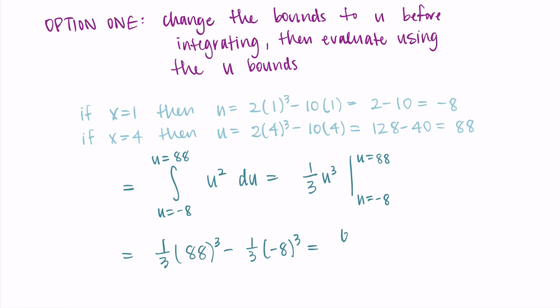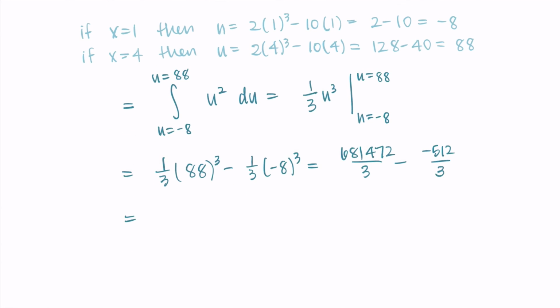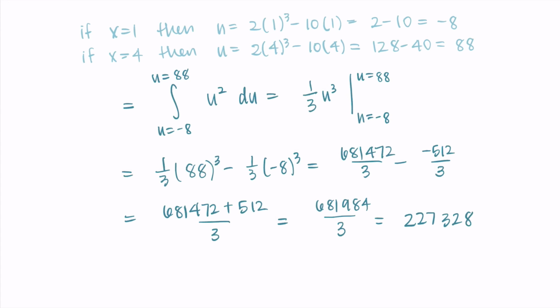I'm getting 681,472 over 3 minus a -512 over 3. And putting those together, I'm getting a minus minus, which is a plus. And so I have 681,984 over 3, which simplifies to 227,328. So I know that's a really big number, but just remember that's finding us an area under the curve between 2 points, so it must just be a really big area.